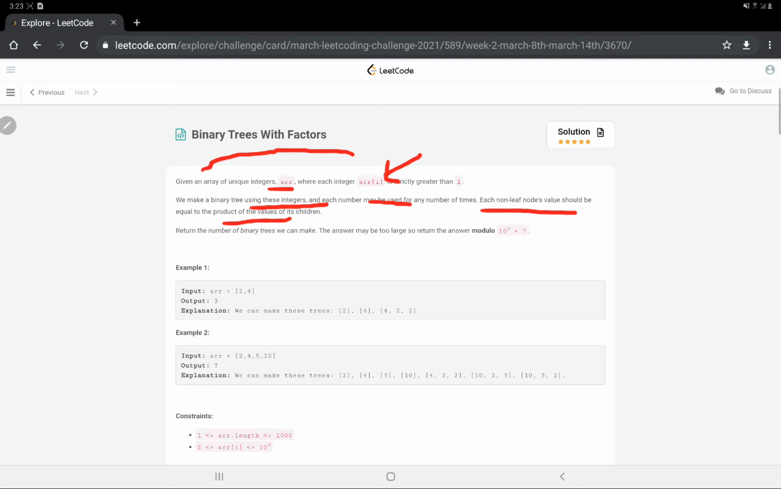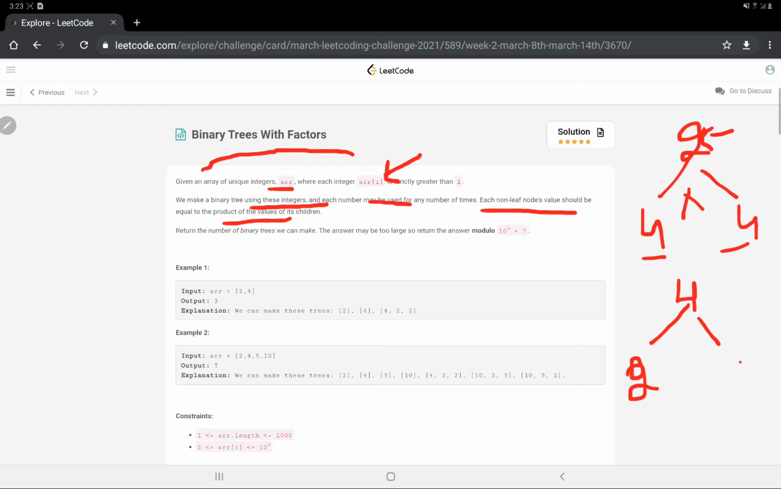So what it means is that each non-leaf node, suppose this is a tree and these are the leaf nodes, and this is what we say is a non-leaf node, should be equal to the product of its children. In this case it's not. If the tree was like this, where 4 is a non-leaf node, the value of this should be equal to the product of these two. Alright, this is what it means.